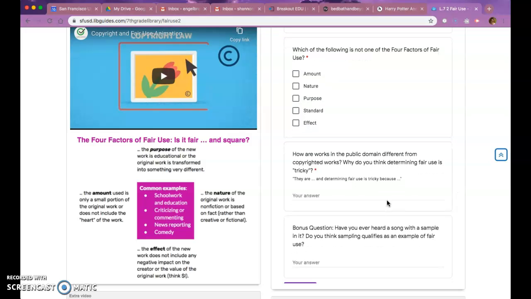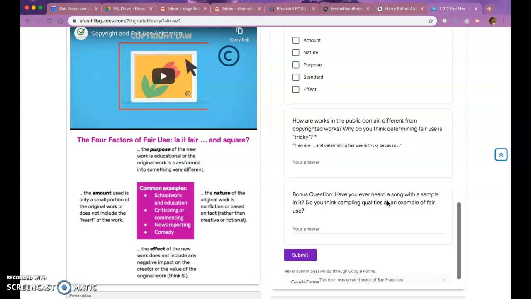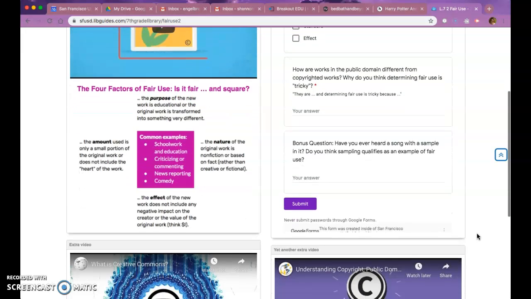And think about why it might be tricky to apply fair use to copyrighted works. It's not super clear cut. And then if you feel up for it, bonus question, have you ever heard a song with a sample in it? Do you think sampling qualifies as an example of fair use? I'd be interested in your thoughts.